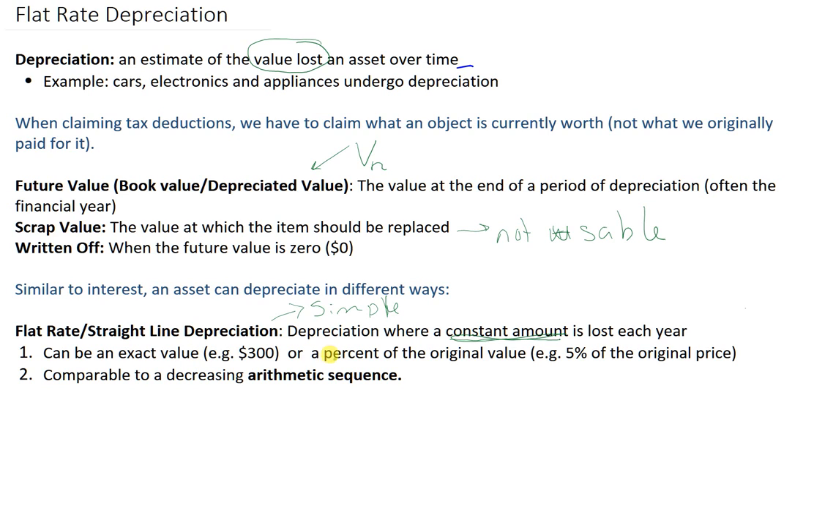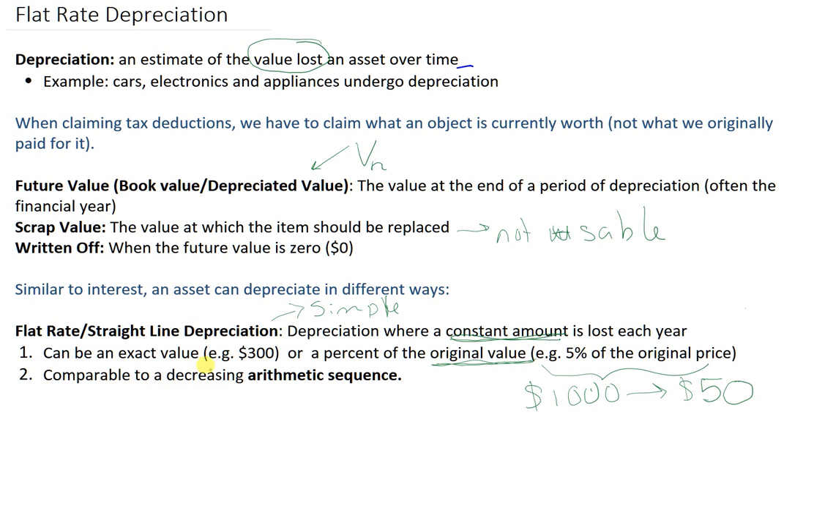Or we can make you do a little bit of work. We can give it as a percentage of the original value. Okay. So you'll see the parallel to simple interest there. So maybe it loses 5% of the original value. So once I know that 5% of the original value, I just keep subtracting that. So for example, if I bought something that's $1,000, well, 5% of that is $50. Okay, so I lose $50 each year.